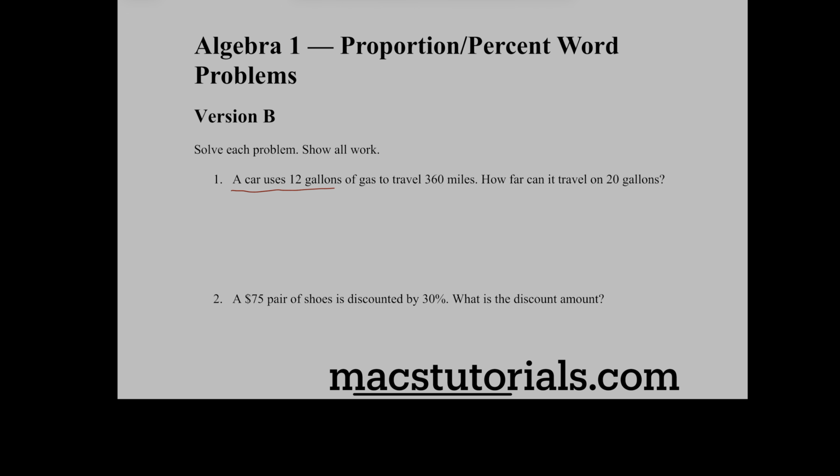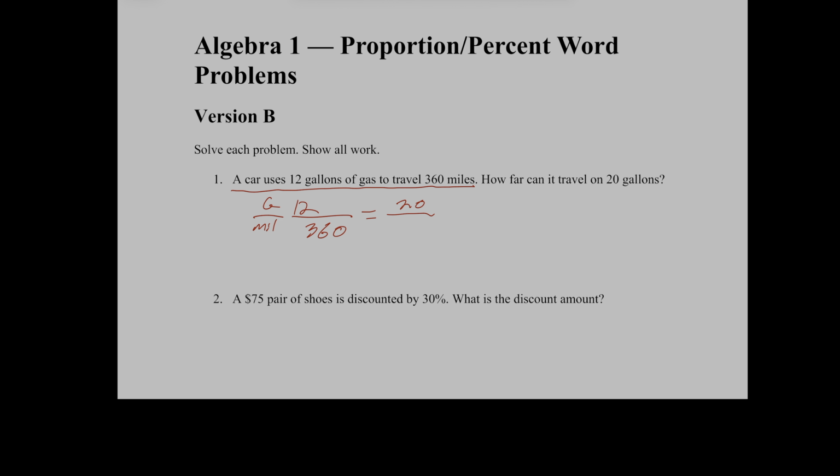A car uses 12 gallons of gas to travel 360 miles. So I know I have 12 gallons to go 360 miles. I'm even going to write G on top over miles, that way I know while I'm doing the proportion, I can remember where everything is. And I'm going to make that equal to a fraction that will also have the gallons on top of the miles on the bottom. How far can it travel on 20 gallons? Well, it gives us the gallons, so 20 goes on top. Bottom, that's going to be the x.